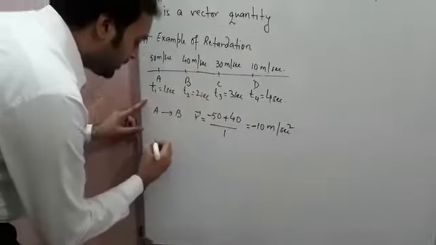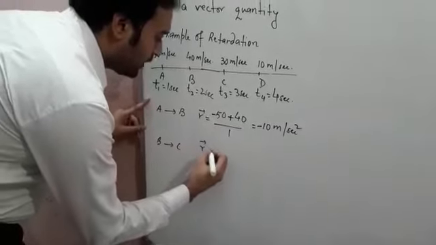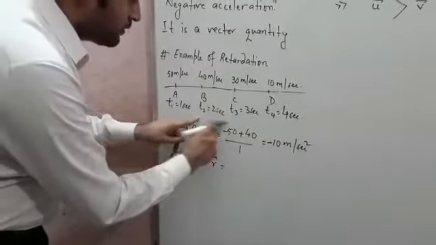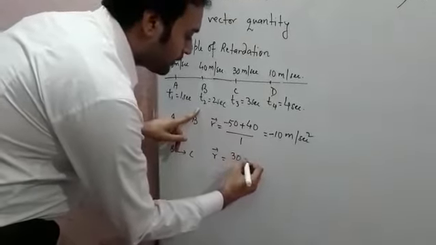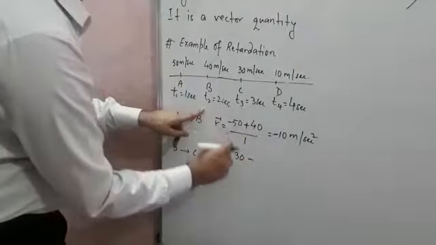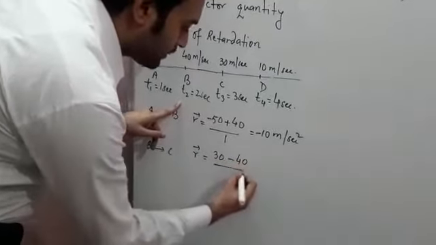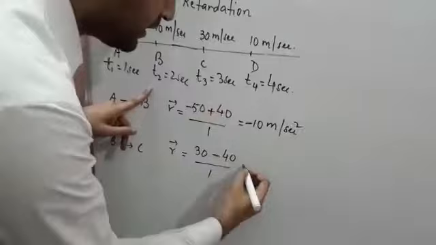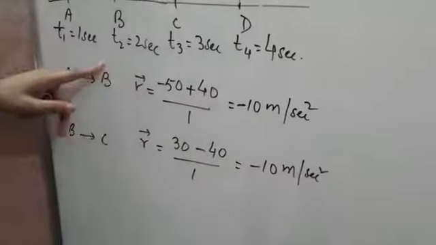Also from B to C, the final velocity is 30 and the initial velocity is 40, and the time interval is 1 second. Then here it is also minus 10 meters per second squared, and so on.